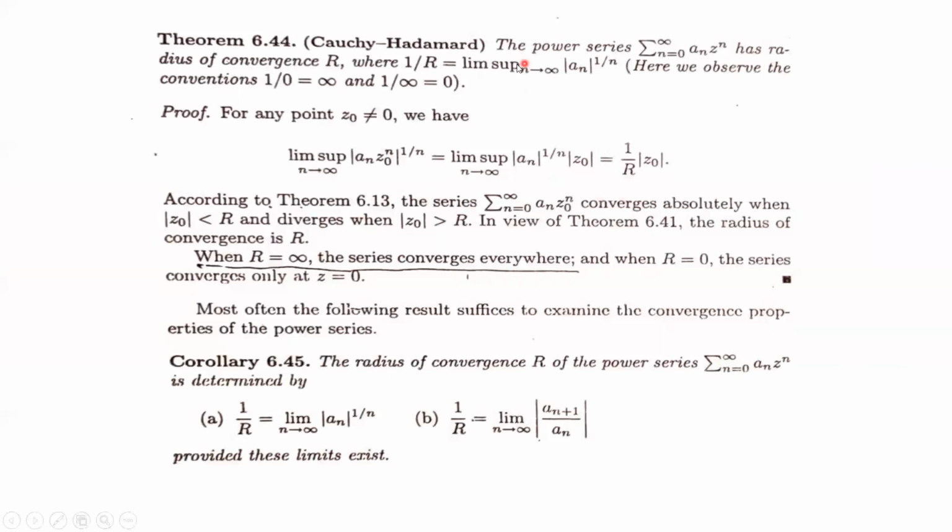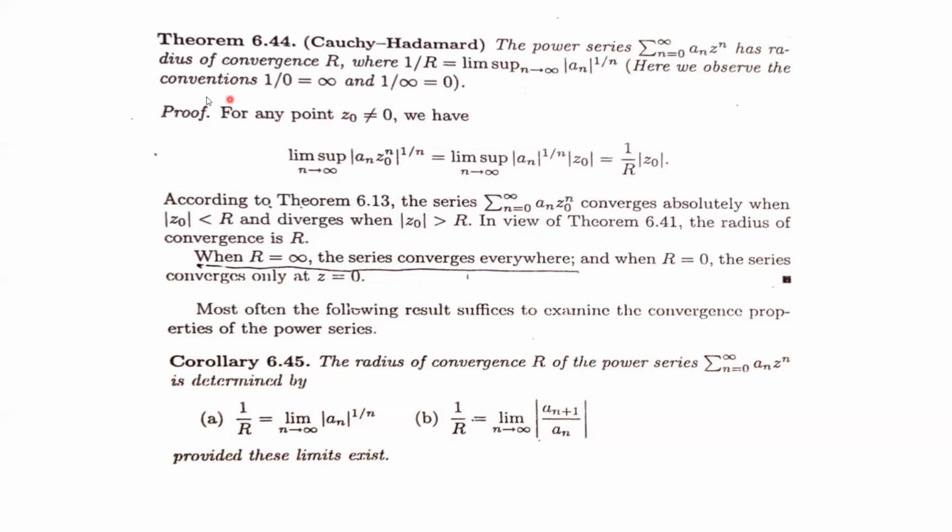Okay, so let's go to the next slide. Here we have a famous theorem by Cauchy-Hadamard. This is to find the value of ROC for any given power series in this form. The theorem statement goes like this: the power series summation n equal to 0 to infinity a n z to the power n has radius of convergence capital R, where 1 by R equals limit supremum as n tends to infinity of modulus of a n whole to the power 1 by n.